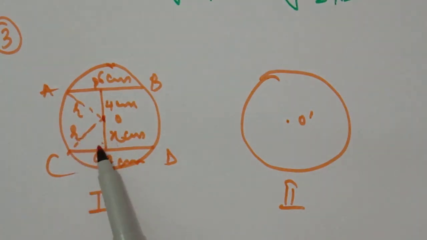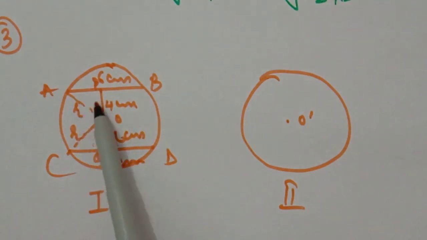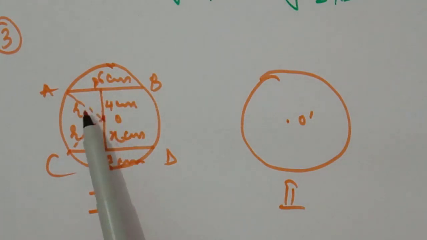But this question is smaller as compared to question number 2. We only have to find the value of x. So we will apply Pythagoras theorem in both the triangles, take the value of r square from both the triangles, put them equal to each other and then find the value of x.